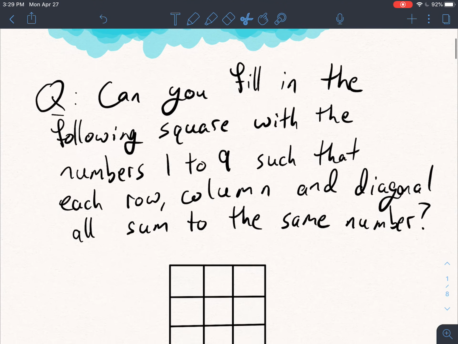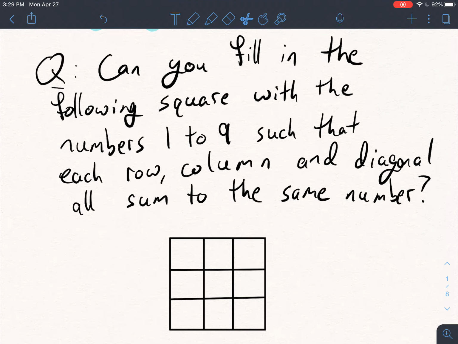I want to start this video with a question. Can you fill in the following square with the numbers 1 through 9 such that each row, column, and diagonal all sum to the same number? So you just take a 3 by 3 square and fill in these numbers 1 through 9, and then you should get each row, each column, and each diagonal all summing to the same thing. So take a minute, pause this video, and see if you can find one solution to this.